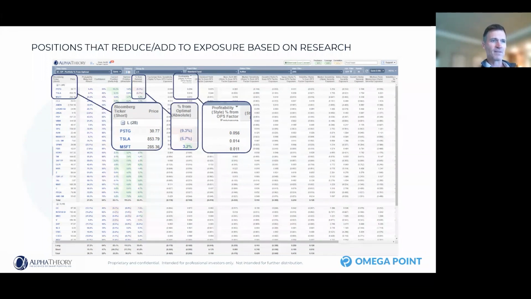So it's exciting. This is a new relationship that we have at Omega Point, being able to pull this data in, and it's nice to be able to show you in something that is timely.